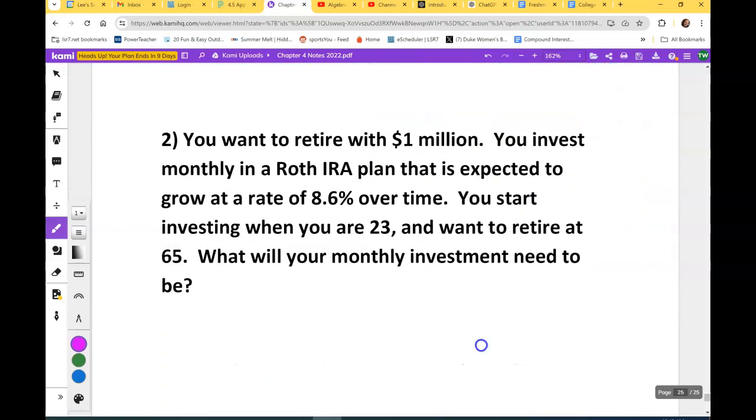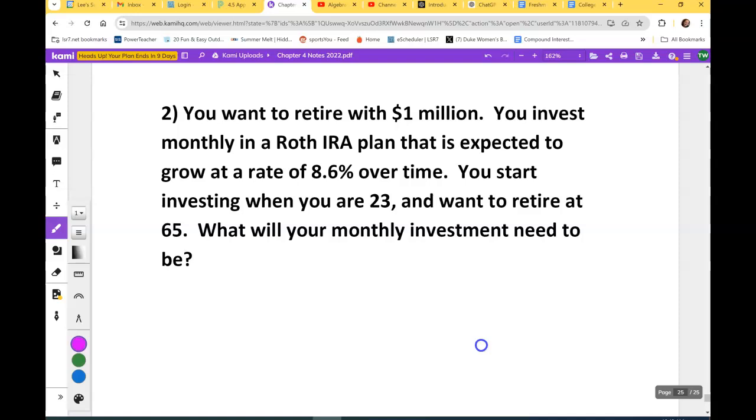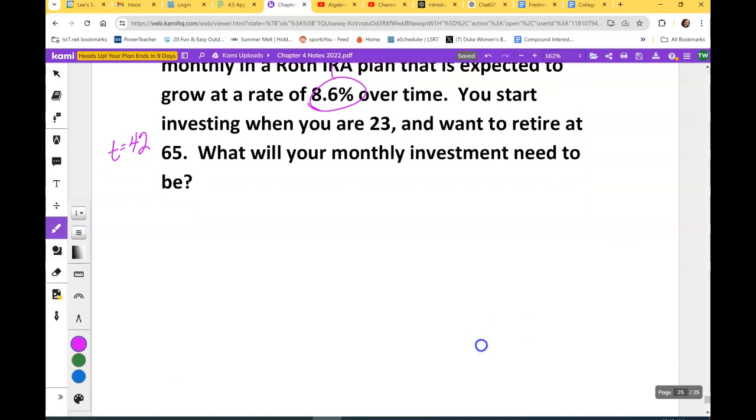So let's look at this. We can work this backwards. Let's say I want to retire with $1 million. And we put it in an IRA, and we're going to grow at 8.6%. So that's 0.086. And I start when I'm 23, and I want to retire when I'm 65. So that's going to be 42 years. So T is 42, and my R is 0.086. And in the end, I want $1 million. So my payment is what I'm looking for. The P is what I'm looking for.